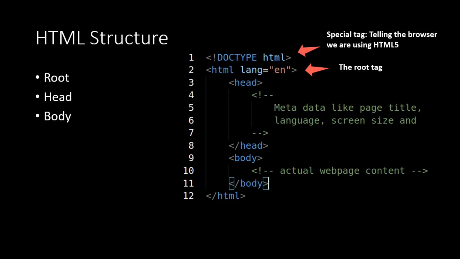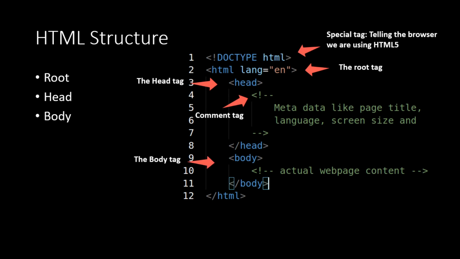Inside the root tag, on line number 3, we have the head tag. Again, we put metadata like page title, language, and screen size inside the head tag. The special tag on line 4 is known as the comment tag. Now, comments are for reference only and will not be rendered inside the browser. Developers leave comments inside code to emphasize their intention, which really helps when collaborating with others. Then we have the body tag on line 9, and this is where we put all the visual elements of our website.